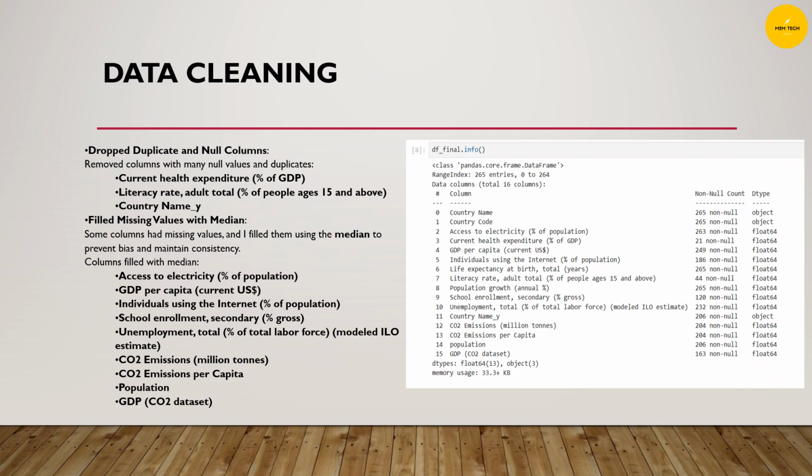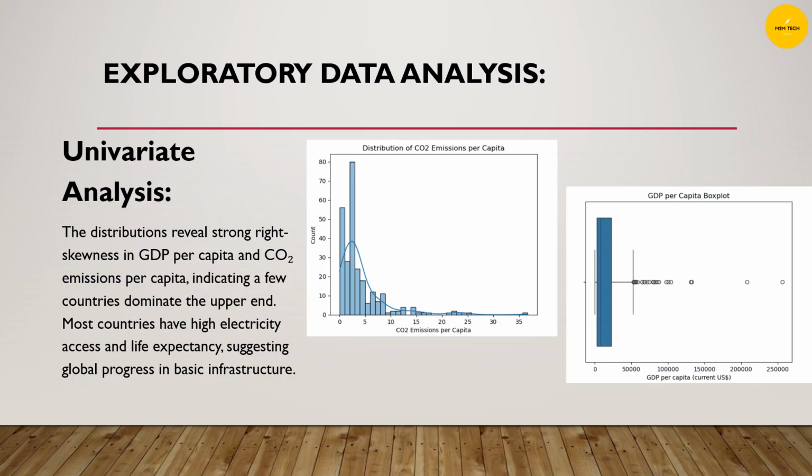Data cleaning. In the cleaning step, I removed columns with many null values or duplication. I then filled remaining missing values with the median, which helped avoid bias and keep the data consistent. Some of the columns filled included the electricity access, GDP per capita, internet usage, unemployment, and carbon dioxide emissions.